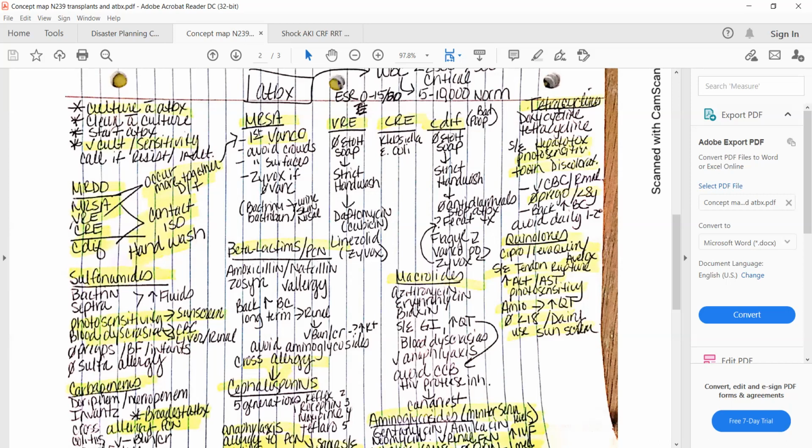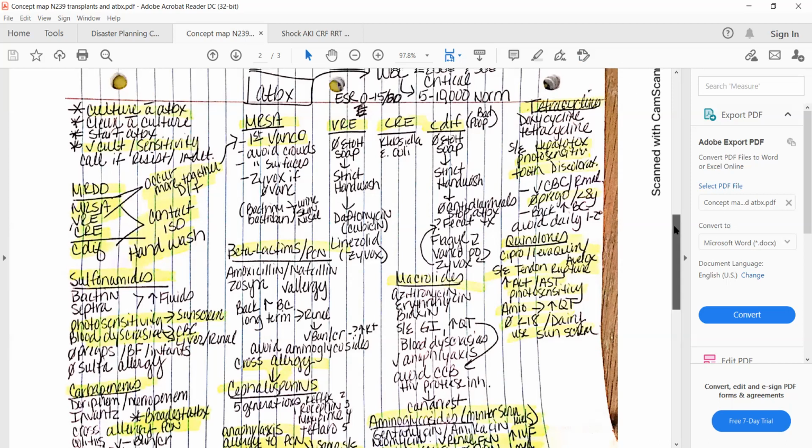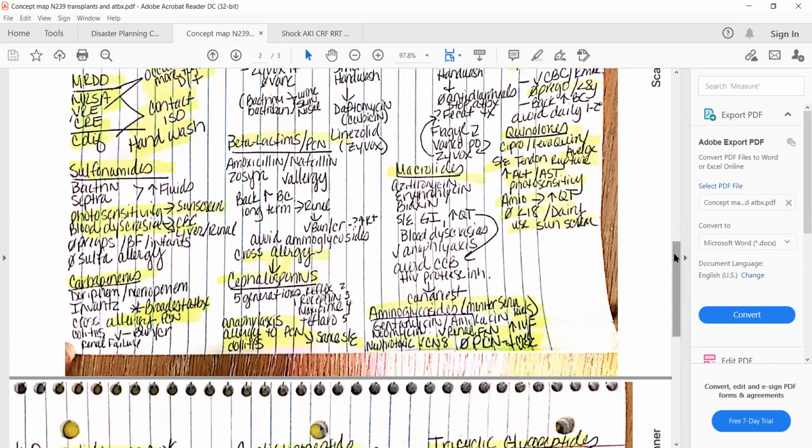Sulfonamides. Okay, so this is your Septra, your Bactrim. Here we go again, photosensitivity, sunscreen. They can cause blood dyscrasia. So anytime we have blood dyscrasias, we have to think about the liver, or I'm sorry, the CBC. So WBCs go down, H&H go down, platelets go down. Okay, we have to think about liver, renal. So don't forget to look at your renal function. Don't forget to look at your kidney function. Liver function, they're the same thing.